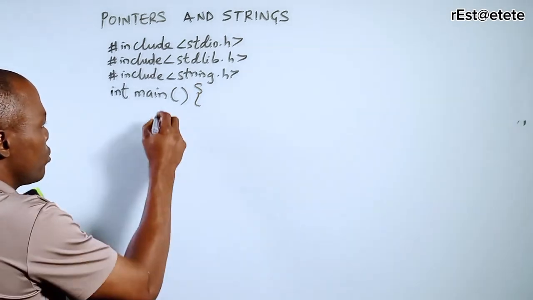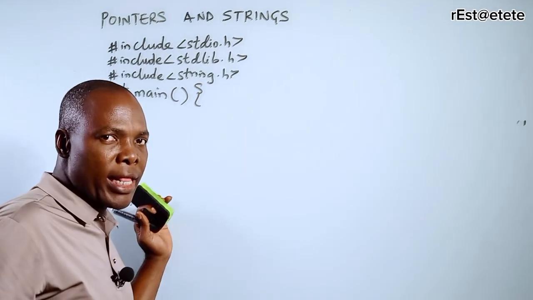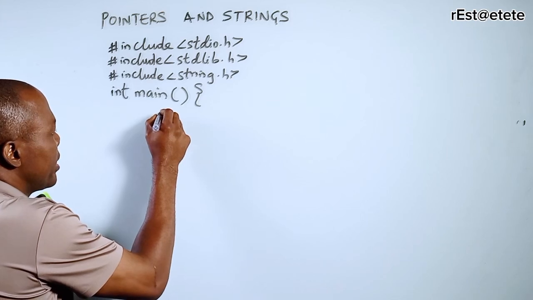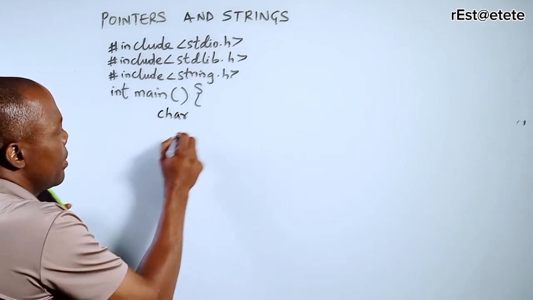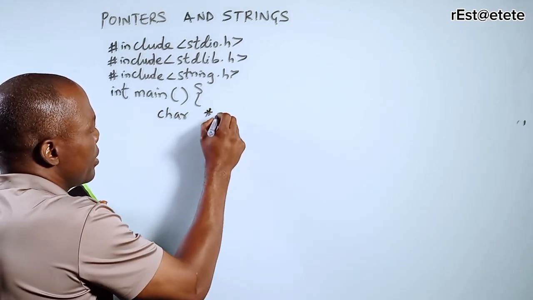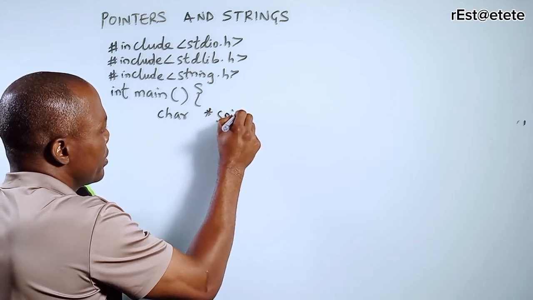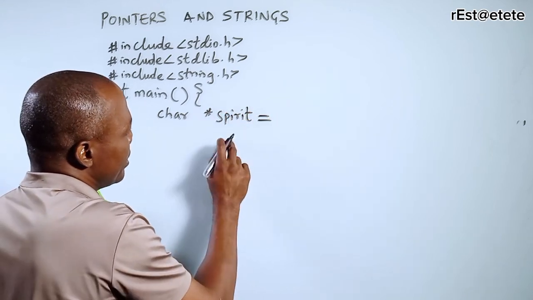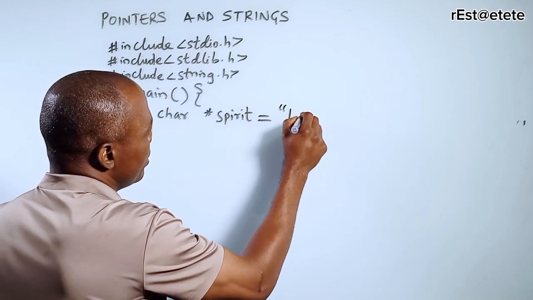So the first thing I'm going to do is, a string is what? An array of characters. So the data type is char. Now I'm using a pointer. So I'll name this spirit. And I will assign a value to it. I'll call this lion.